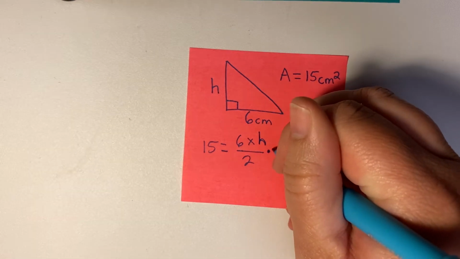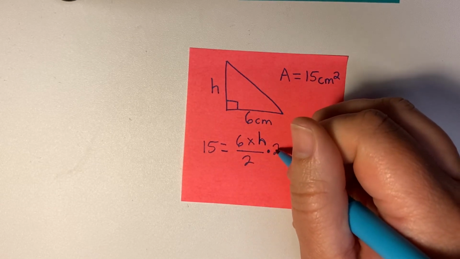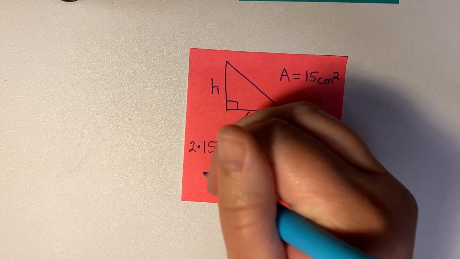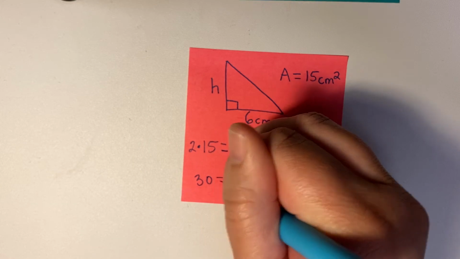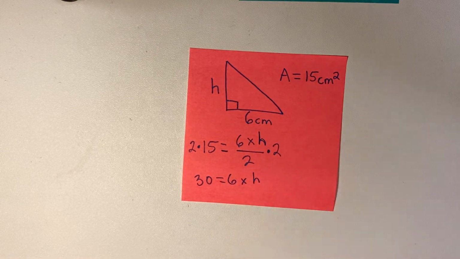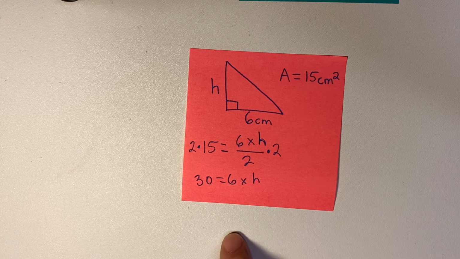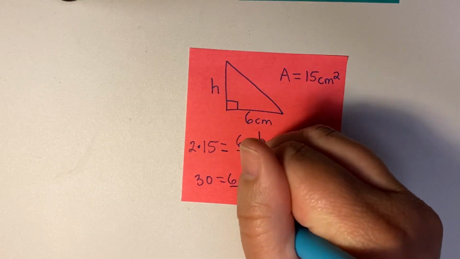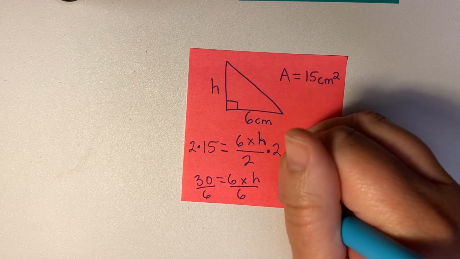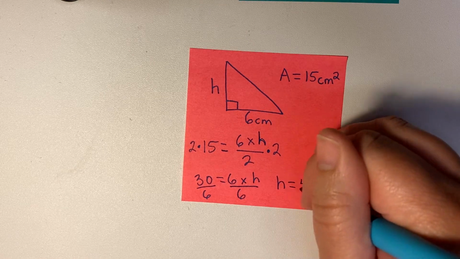algebraically? We're going to multiply both sides by 2. So this will be 2 divided by 2, which will be 1. And then we multiply this times 2, and we're going to get 30 is equal to 6 times h. So 6 times what equals 30? That one you probably know, but just to show it algebraically, we're going to divide both sides by 6, and we're going to get the height is equal to 5.